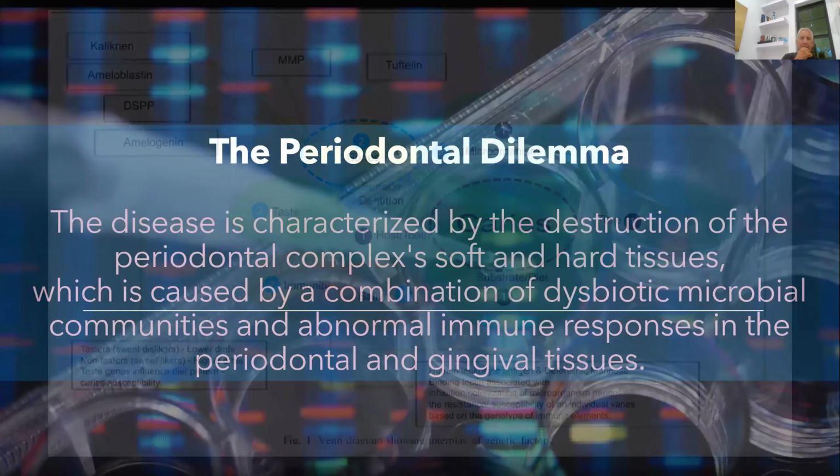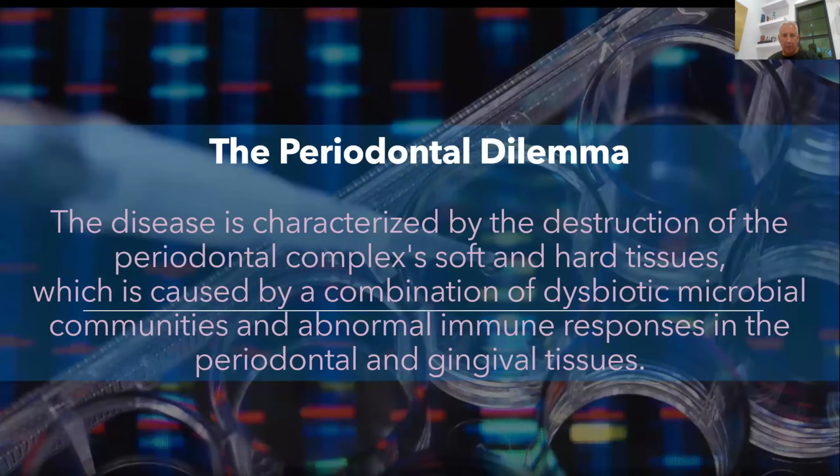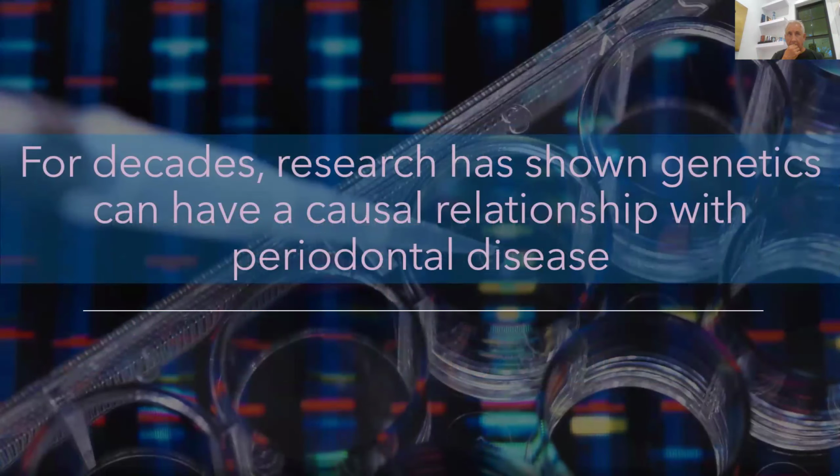So I believe, and the research believes, that genetics has a huge role in caries and the process and evolution of caries. And now we get to perio, a disease characterized by the destruction of the periodontal complex of soft and hard tissues, which is really caused by a combination of dysbiotic microbial communities. And you all know that. And then you have an abnormal potential immune response in your periodontal and gingival tissues. And for decades, research has shown genetics has a huge causal relationship with periodontal disease.